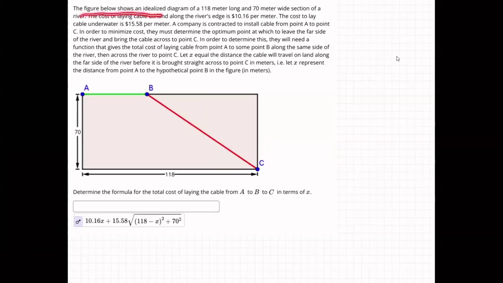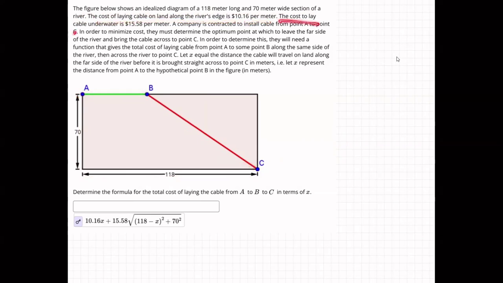The figure below shows an idealized diagram of a 118-meter long and 70-meter wide section of a river. It's 118 meters this way, 70 meters that way. It's a section of river. And the cost of laying cable on land along the river's edge is $10.16 per meter. So like this right here, this would be along the river's edge.